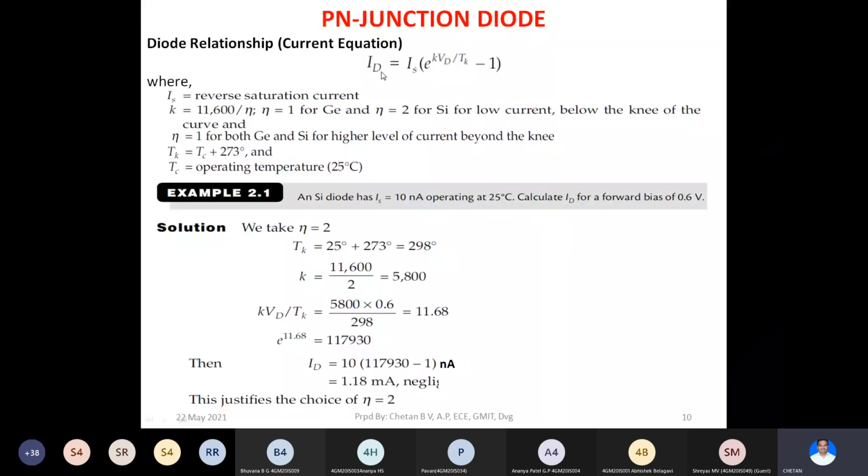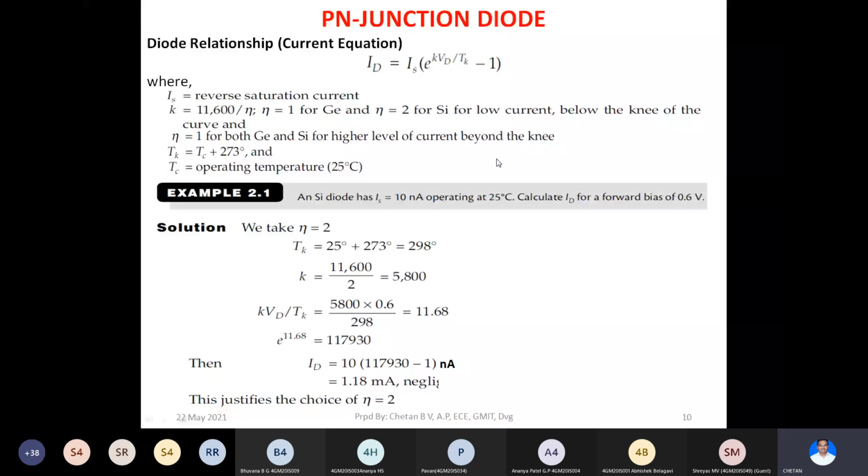So here this is the current ID. It is also called as forward current. So this is equal to the reverse saturation current IS within bracket e to the power of k into Vd by Tk minus 1. So this is the equation which models the behavior of the current. So how the current varies with respect to variation in forward voltage Vd. Using this equation also you can create this graph for different values of voltage.